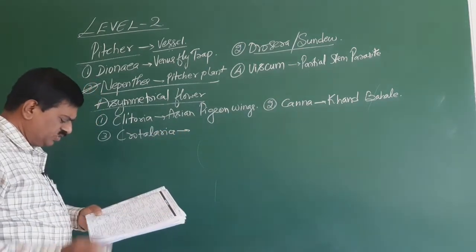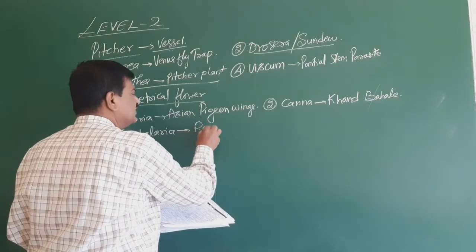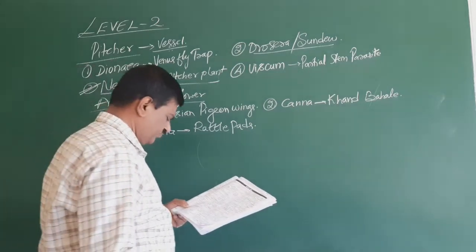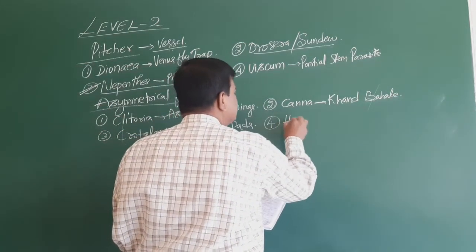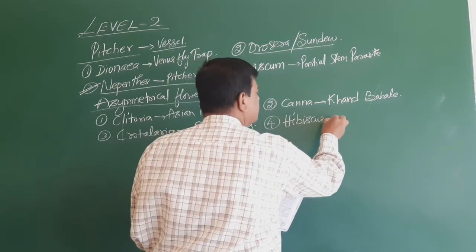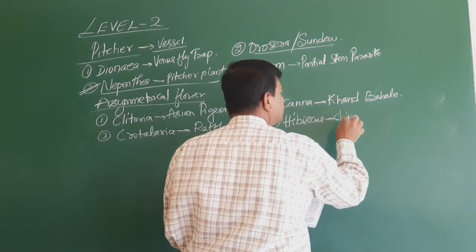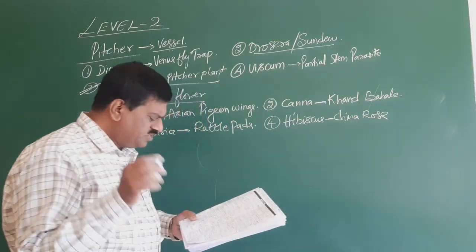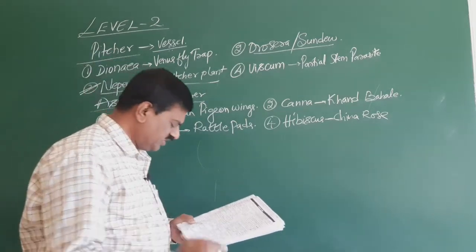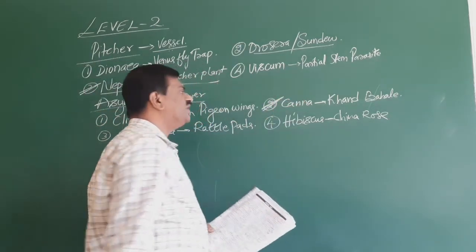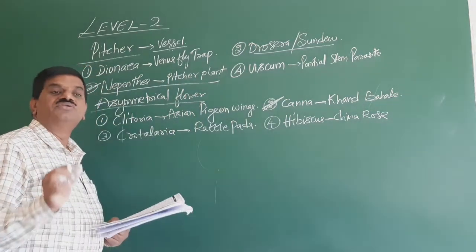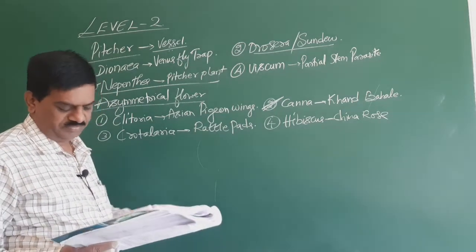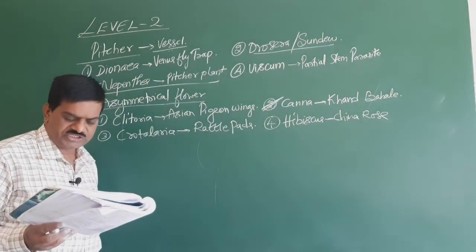The third one is Crotalaria. This is called rattle pods. And the fourth one is hibiscus. Hibiscus is commonly called China rose. But the asymmetrical flower here is Canna, Kandabale. In Canna, the flower never divides into two equal halves in any plane. Now, we'll go for the next question.